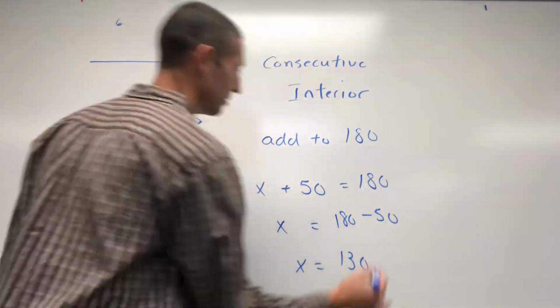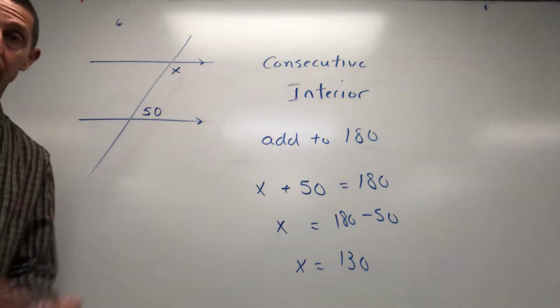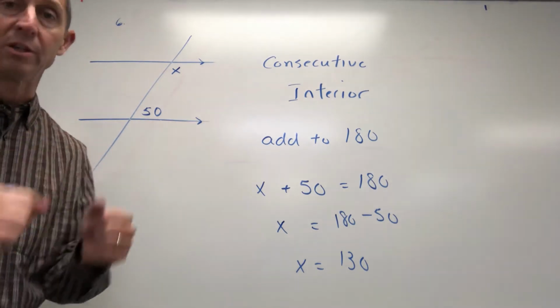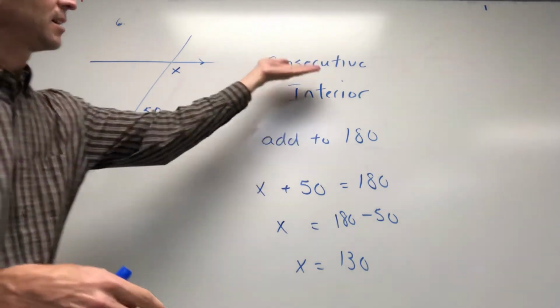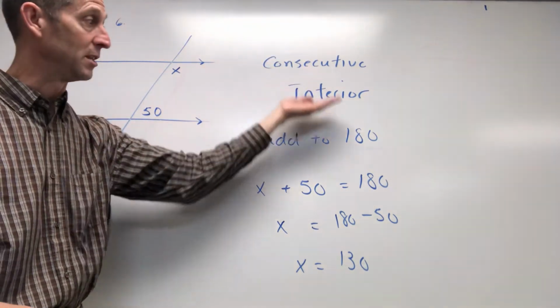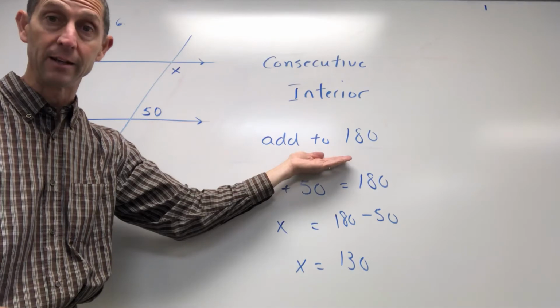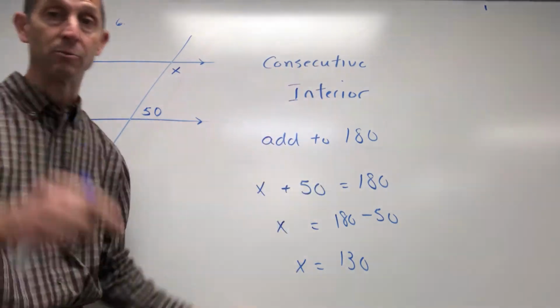And you've got an answer. X is equal to 130. Okay, so corresponding, equal to each other. Alternating interior, alternating exterior, equal to each other. Consecutive is the one that's different. They have to add to 180. So when you've got consecutive, add it to 180.